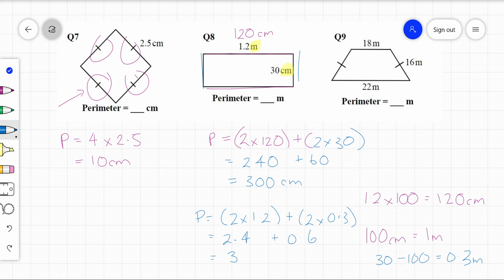And remember, now we found it in meters. If it tells you what to do, like it does here, it says meters, we'll do it in meters. But otherwise, you can choose which to do it in. All right, let's have a look at the last one.